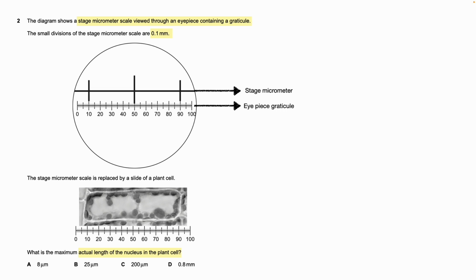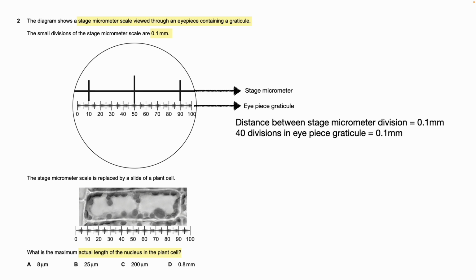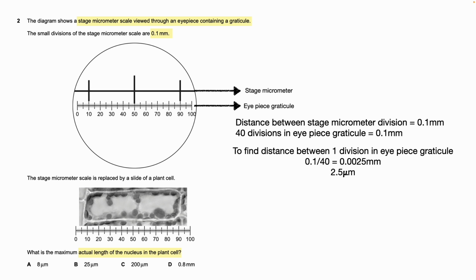is the eyepiece graticule, and they have clearly mentioned that the small division of stage micrometer is 0.1 millimeter. So the distance between stage micrometer divisions is 0.1 millimeter, and from the diagram we can easily identify that 40 divisions in the eyepiece graticule equal 0.1 millimeter. So to find the value for one division in the eyepiece graticule, we simply calculate 0.1 divided by 40, which gives us 0.0025 millimeter, which can also be told as 2.5 micrometer.